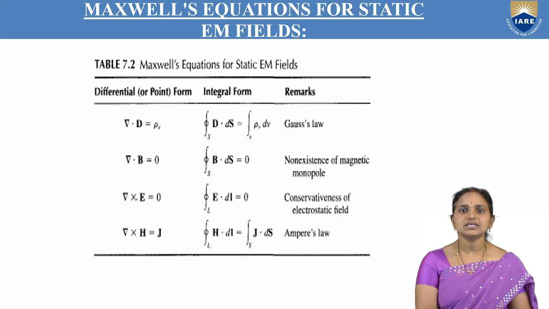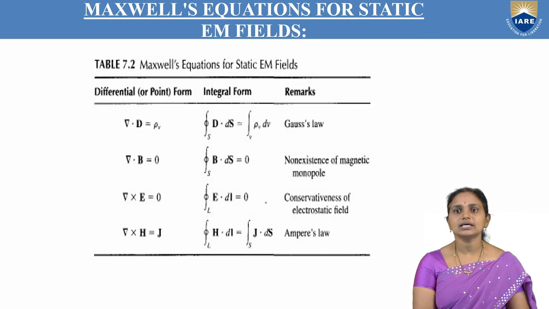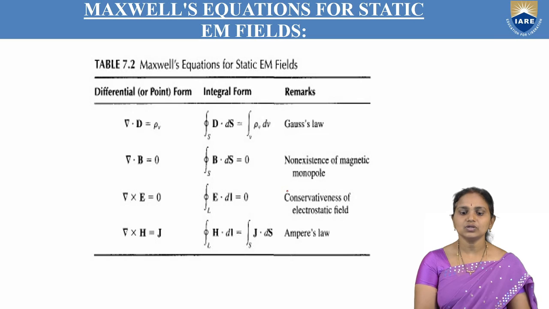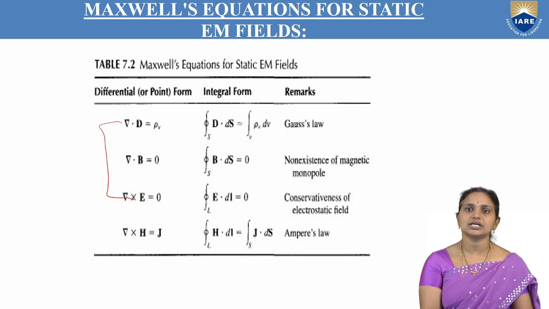The second Maxwell's equation for the electrostatic field is del cross E equals 0, which is the differential form, or point form, and it equals the closed integral E dot dl equals 0. Now the integration is over a line, and that is obtained due to the conservative nature of electrostatic fields. As electrostatic fields are conservative, the closed integral E dot dl equals 0. These are the two Maxwell's equations for electrostatic fields.